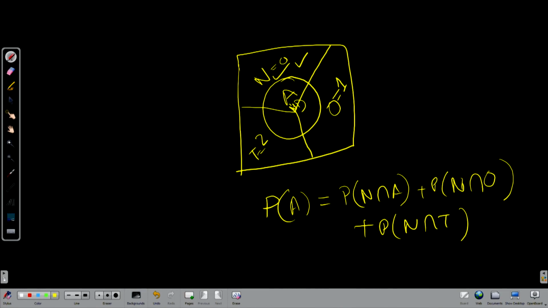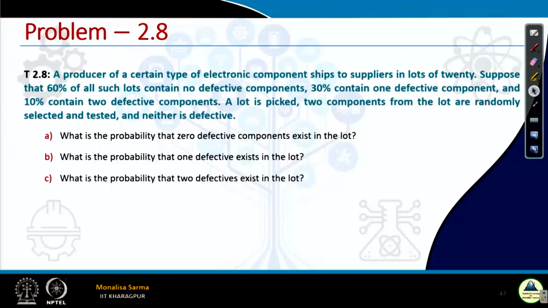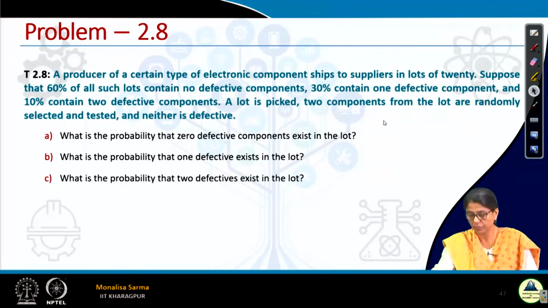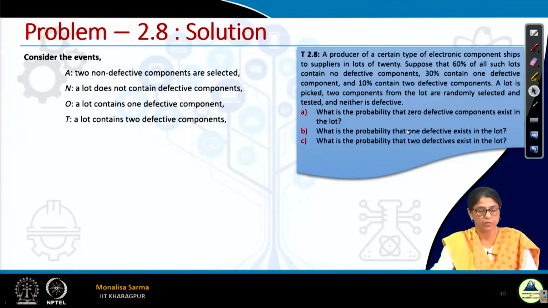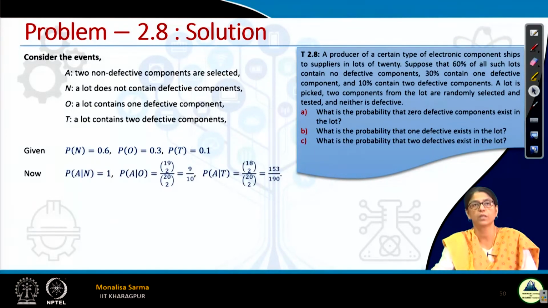Now, I am interested in finding out that if I found that it is non-defective, what is the probability that I have picked it from the lot with no defective component? Let me come back to this. So, these are the things which are given. Probability of n is 0.6, O is 0.3 and probability of T, that contains two defective components, is 0.1. So, these are the things given.